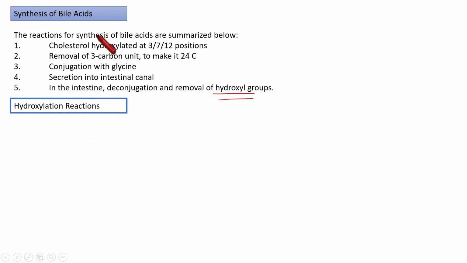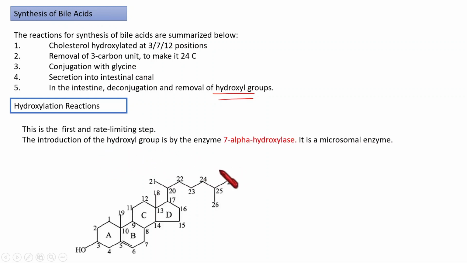So first is the hydroxylation reaction. It is the rate limiting step in the process of bile acid synthesis. It's the important reaction. The introduction of the hydroxyl group to the seventh position is done by which enzyme? 7 alpha hydroxylase.